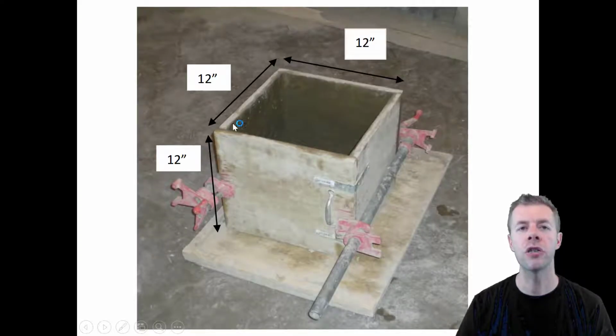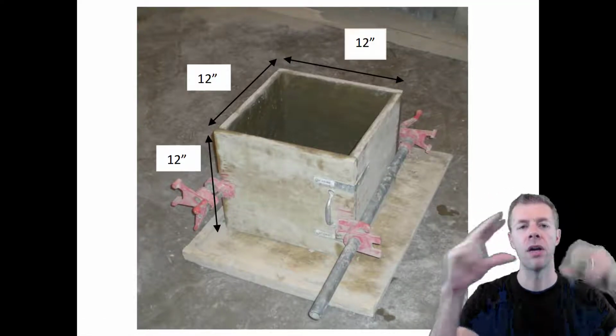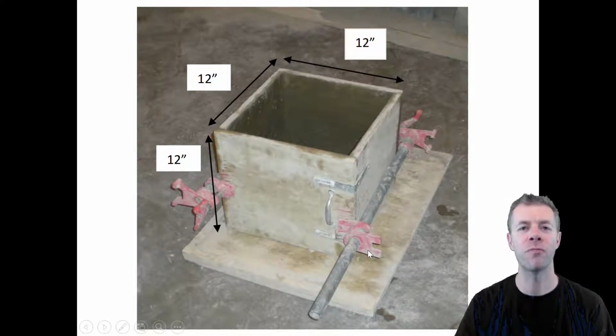This is a 12-inch by 12-inch by 12-inch box. It's got an open top and an open bottom, and it's two L's that come together, that are held together by these really expensive pipe clamps. Yeah, they're about 20 bucks.